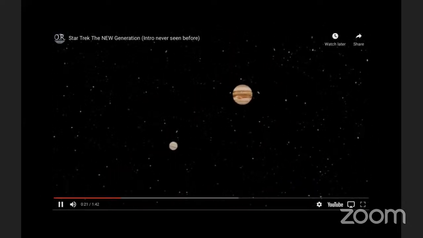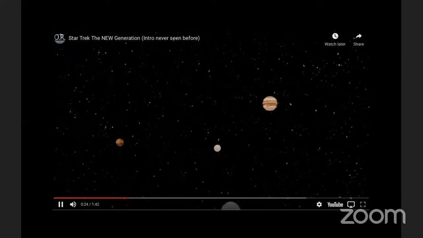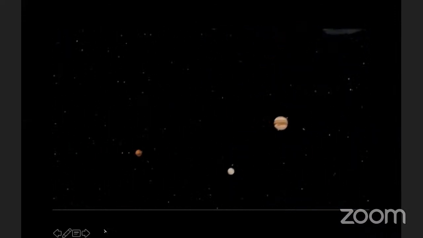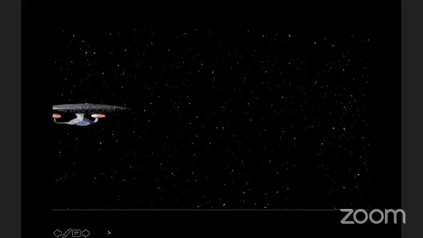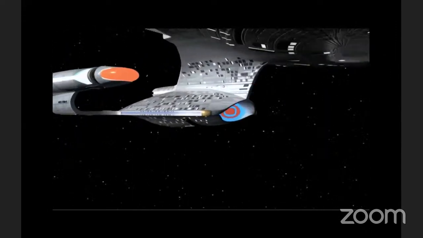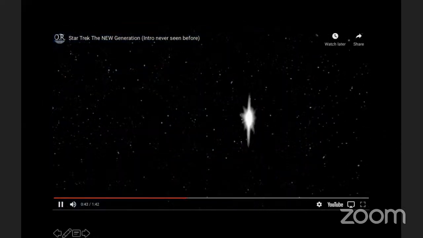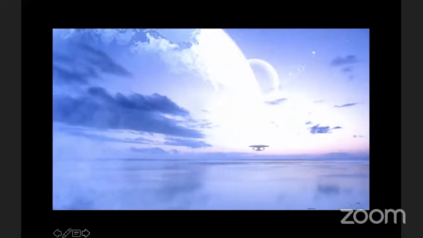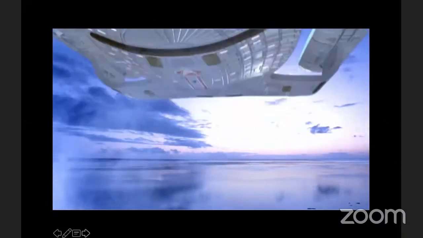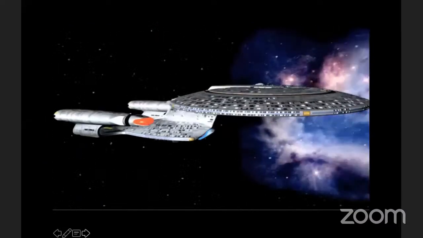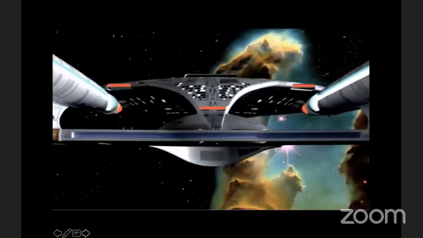Space, the final frontier. These are the voyages of the Starship Enterprise. Its continuing mission to explore strange new worlds, to seek out new life and new civilizations, to boldly go where no one has gone before. To explore strange new worlds, to seek out new life, new civilizations.